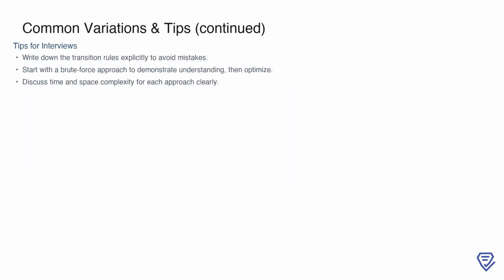When tackling this problem in an interview, one of the most important steps is to write down the transition rules explicitly. This prevents mistakes and ensures you adhere to the constraints. Begin by explaining a brute force approach to demonstrate your understanding of the problem, even if it's not the most efficient solution. From there, you can discuss how to optimize it. Be sure to clearly articulate the time and space complexity of each approach you propose. This not only shows your technical understanding but also helps the interviewer see your thought process as you refine your solution. By following these steps, you'll present a thorough and well-structured approach to solving the problem.